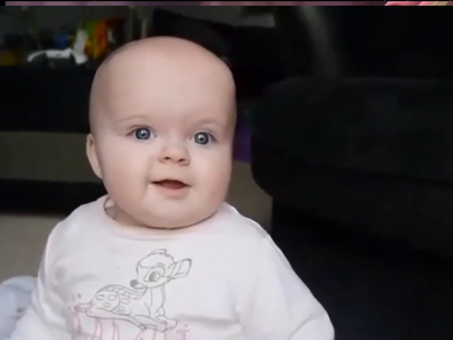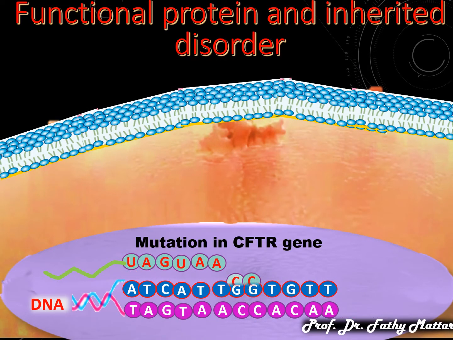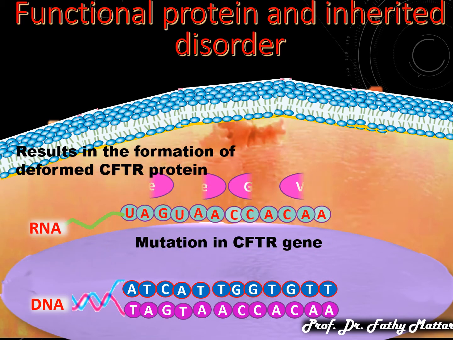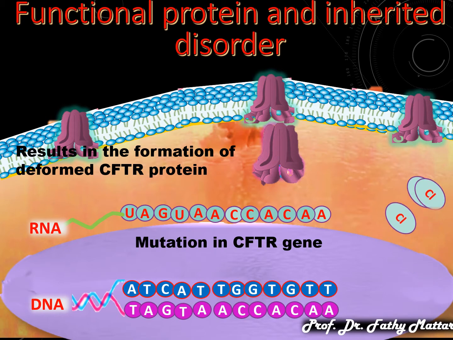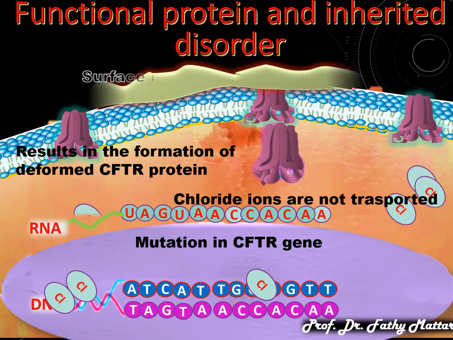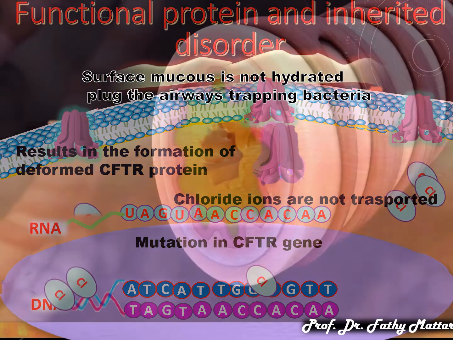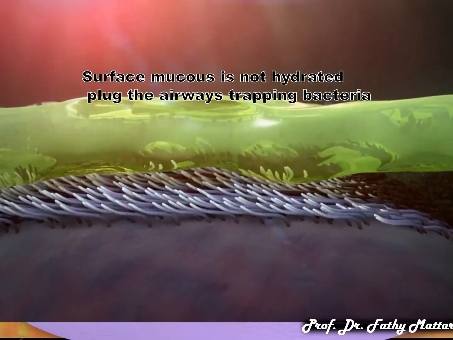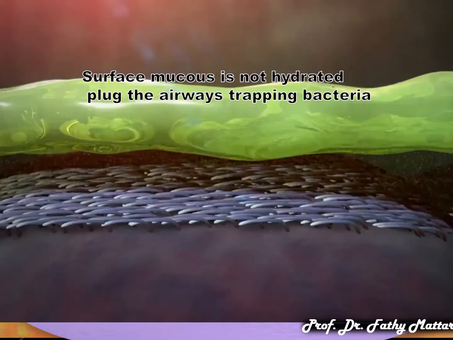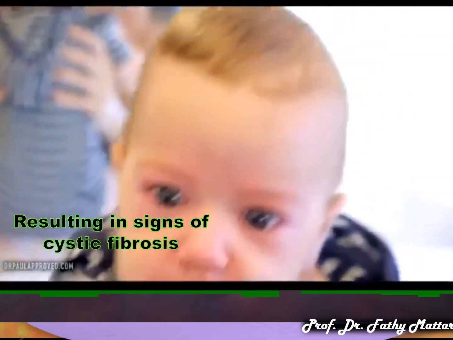Now, in the case that CFTR genes are mutated, the transcribed and translated proteins result in the formation of deformed CFTR proteins, which cannot transport chloride ions, and so the mucus will not be able to be hydrated, and so it will plug the airways, containing the pathogens and bacteria, and resulting in the signs of cystic fibrosis.